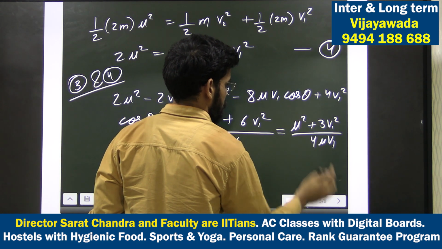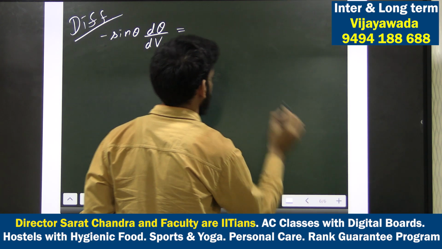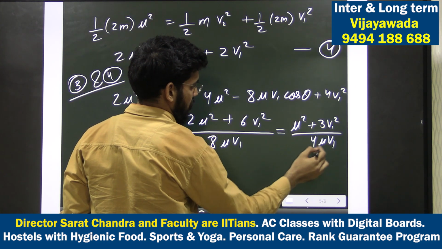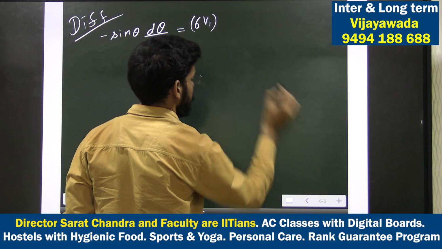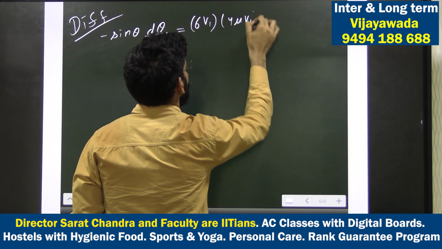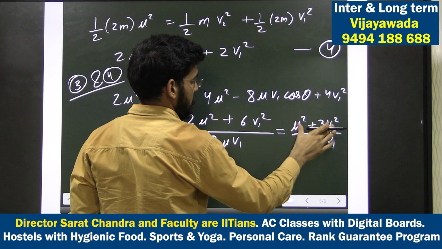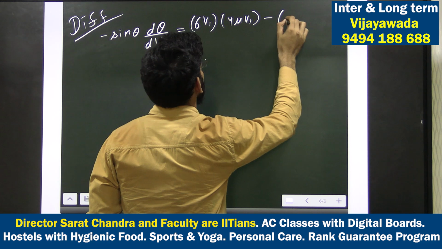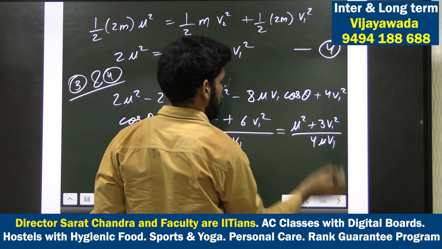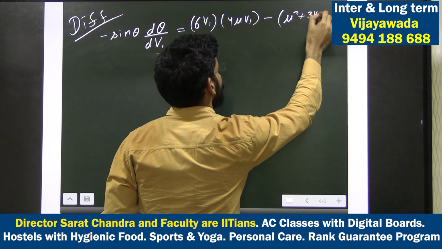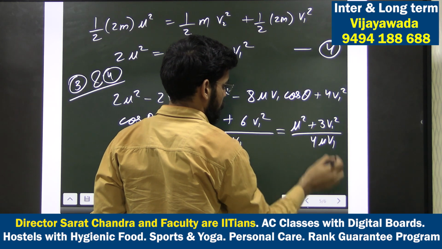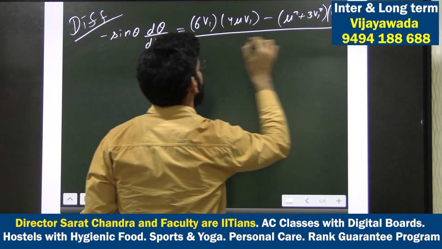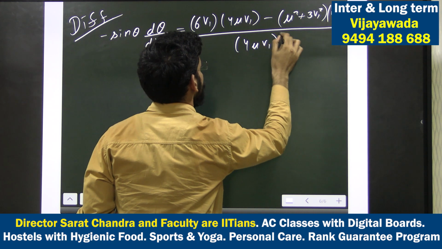So first numerator differentiation. So this will come 6v1, right? And denominator as it is, 4u v1, minus, now numerator as it is, denominator differentiation 4u. So this will come what? u square plus 3v1 square into 4u. Divided by denominator square, that is 4u v1 whole square.